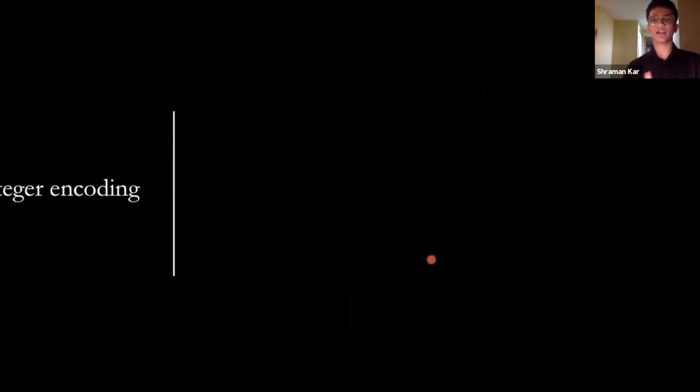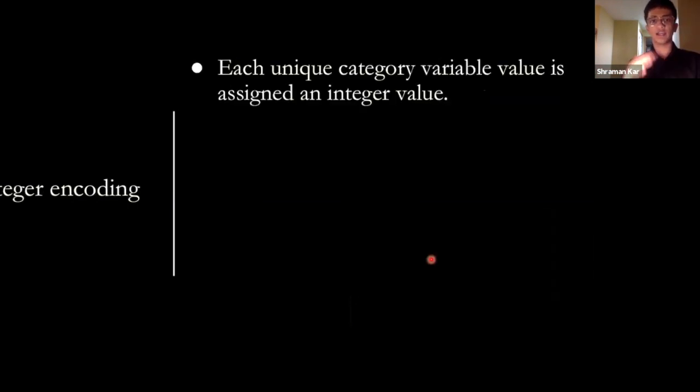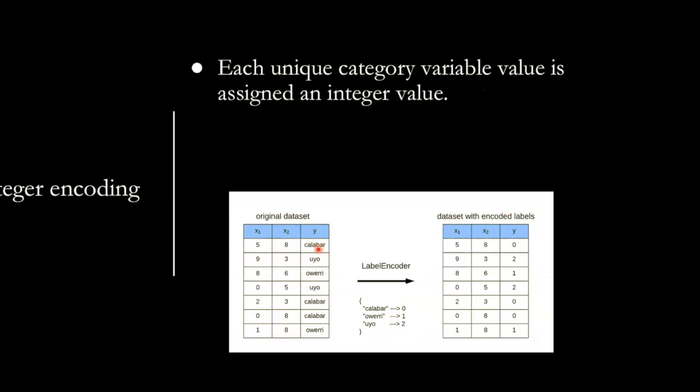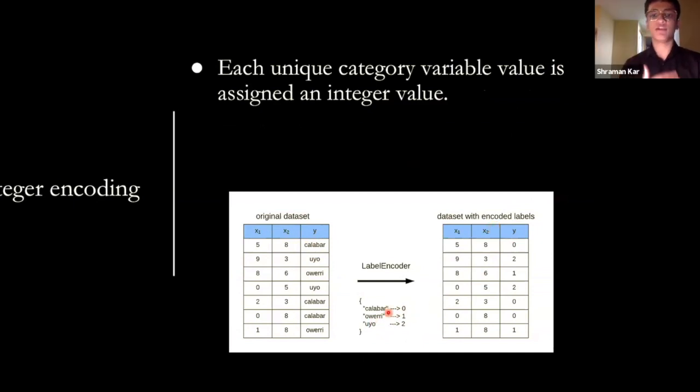Now let's talk about integer or label encoding. In integer encoding, each unique categorical variable is assigned an integer value. This is actually kind of self-explanatory. Let's look at the y values here. We can see there are 3 unique categorical variables, and each of the variables is assigned 0, 1, and 2. So when it's encoded, each variable is assigned to the corresponding y value.